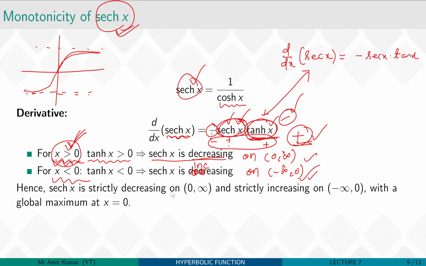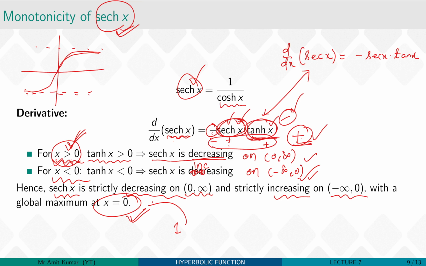Okay. Hence sech x is strictly decreasing on the interval 0 to infinity and strictly increasing on minus infinity to 0, with a global maximum at x equal to 0, and the maximum value is 1 at x equal to 0. This is the global maximum.